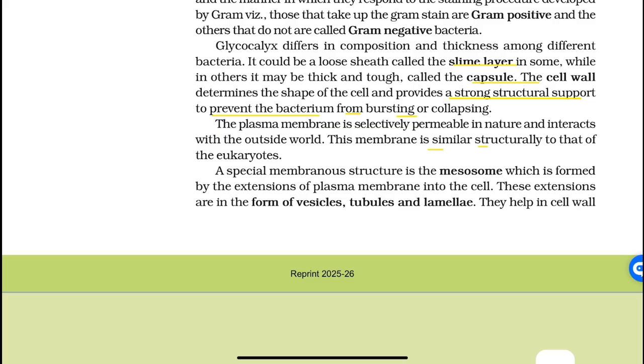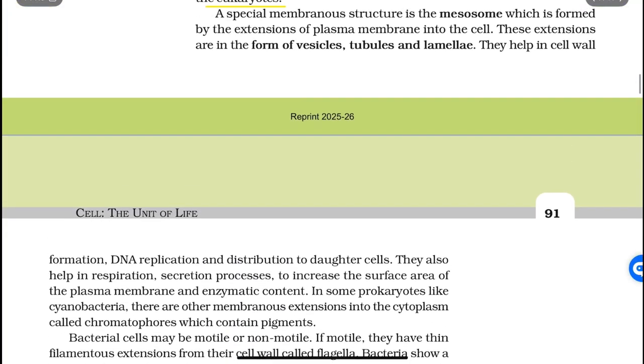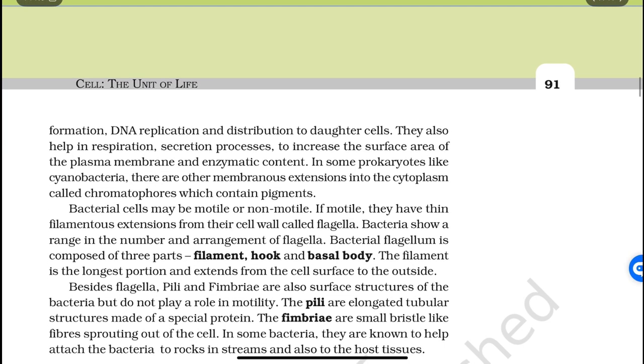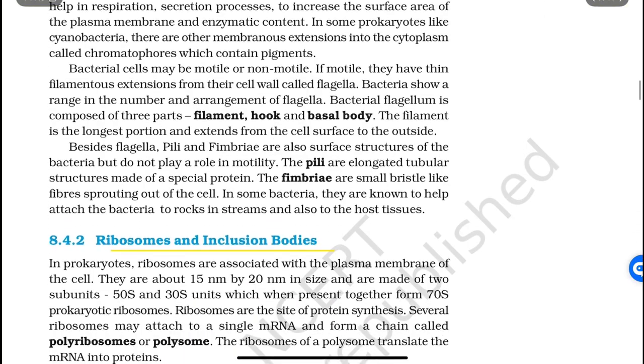This membrane is similar in structure to that of the eukaryotes. A special membranous structure is the mesosome, which is formed by the extension of the plasma membrane into the cell. These extensions are in the form of vesicles, tubules, and lamellae. They help in cell wall formation, DNA replication, and distribution to daughter cells. They also help in respiration and secretion processes, and to increase the surface area of the plasma membrane and enzymatic content.